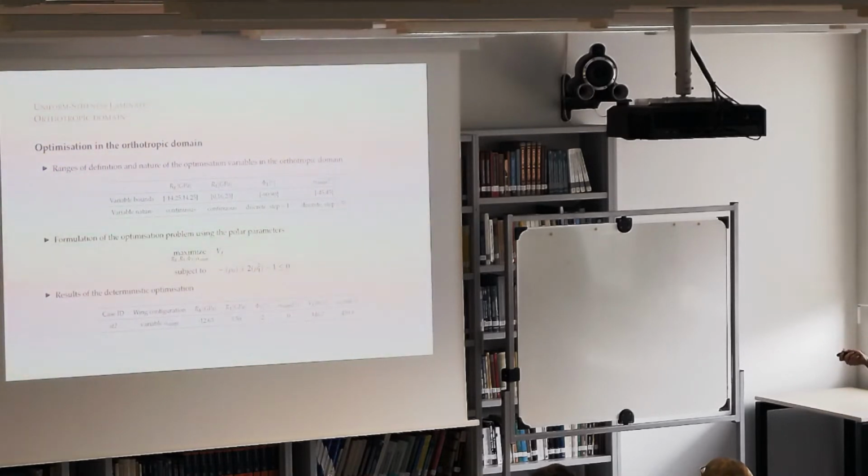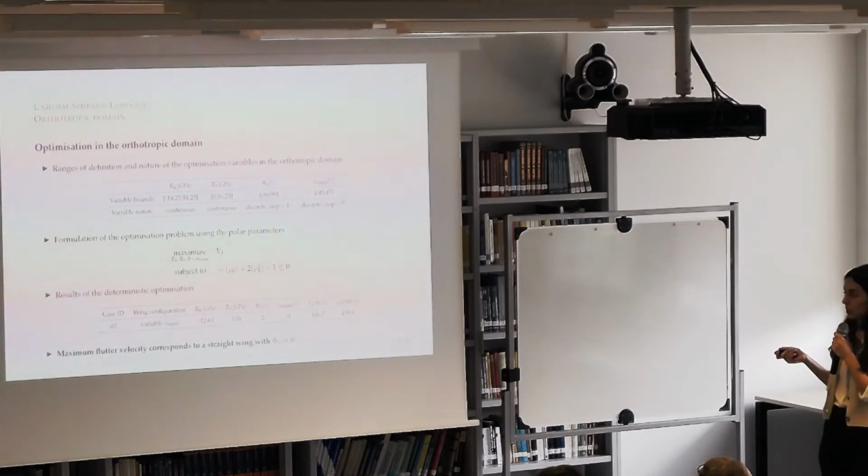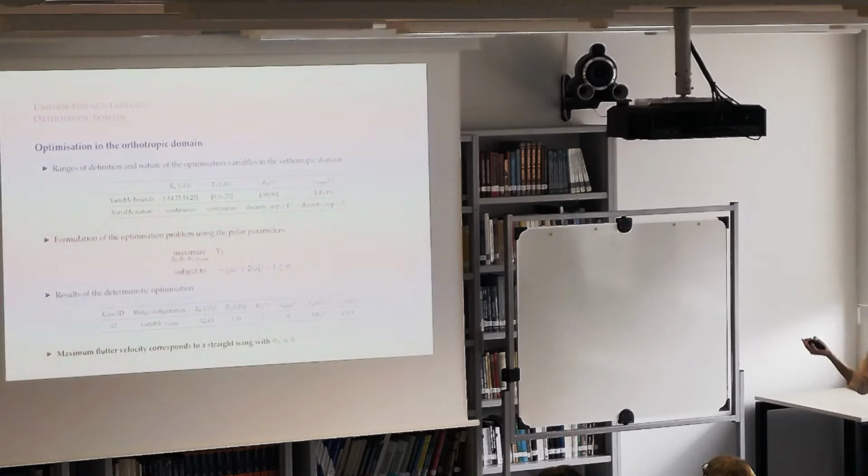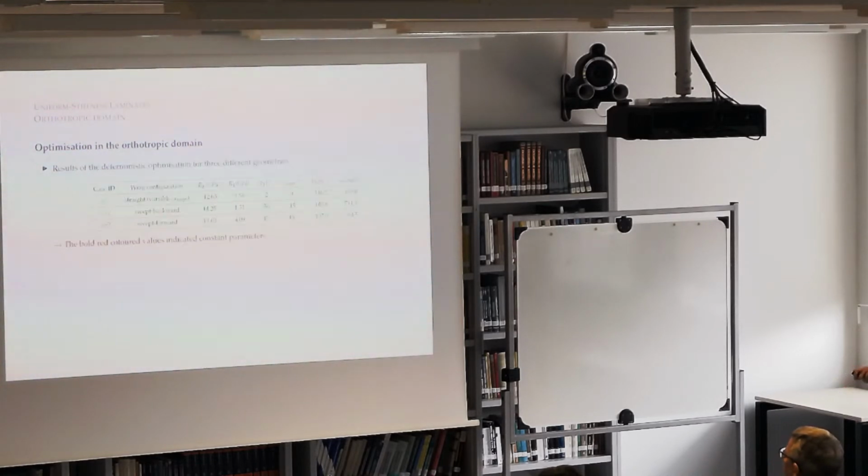Here we have the results of the deterministic optimization. We can see that our optimal case falls exactly on a straight wing, which means that we reach the highest value of the flutter velocity for a straight wing with a phi1 that is -2, almost equal to 0, meaning that the maximum flutter velocity corresponds to a straight wing with an orthotropic axis that is aligned with the main axis of the geometry of the wing.